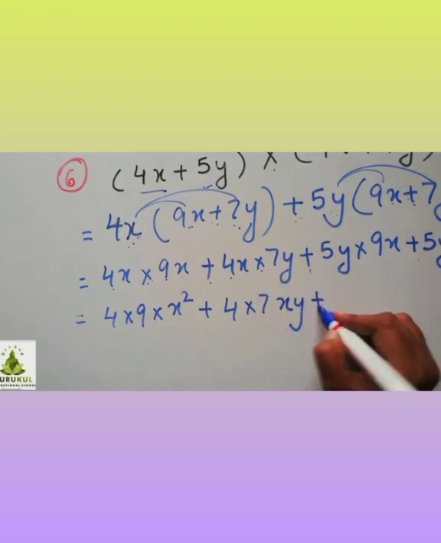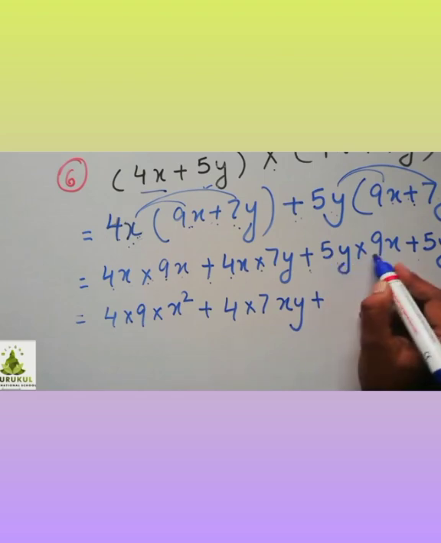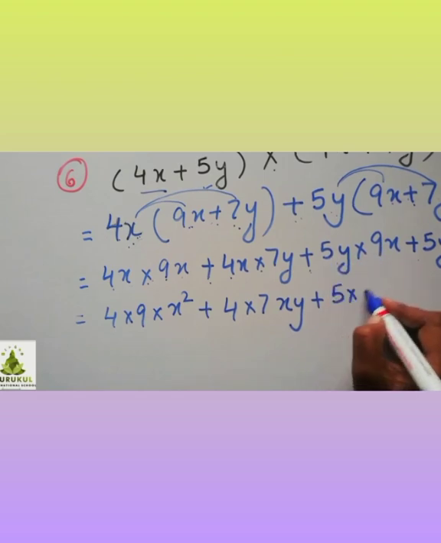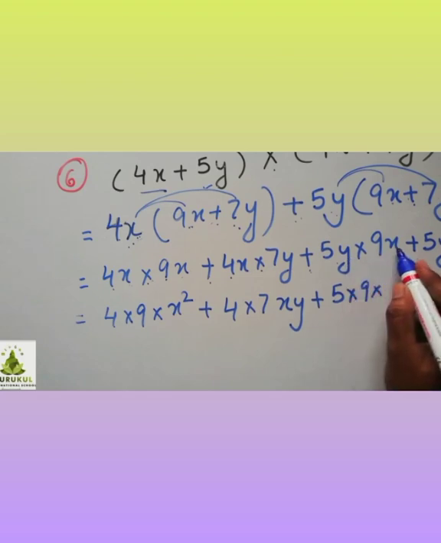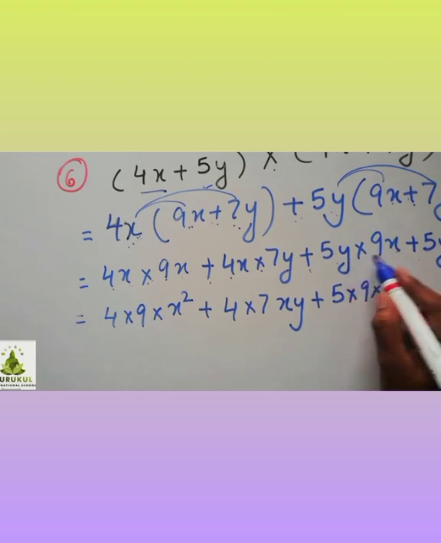Now plus sign. 5 into 9. What are the coefficients here? 5 and 9. 5 into 9, and now multiply the variables. y into x means x into y. Both are same. yx means xy itself. So xy. Is it clear?